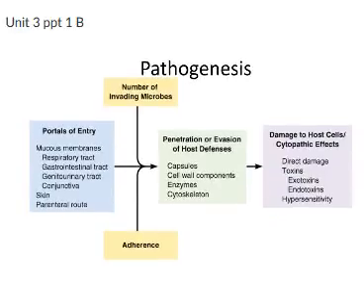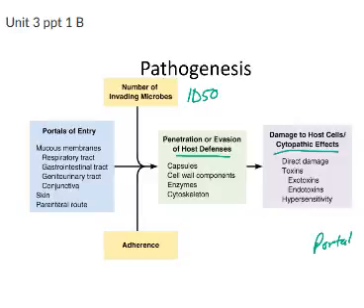So now what we're going to do, which I mentioned in the outline discussion, we're going to look at, again, portals of entry, the number of invading microbes, which is ID 50, as well as adherence. We're going to talk about how these different toxins and other components of bacteria or microbes in general penetrate and evade the host cells, then how they damage them, and finally, portals of exit.